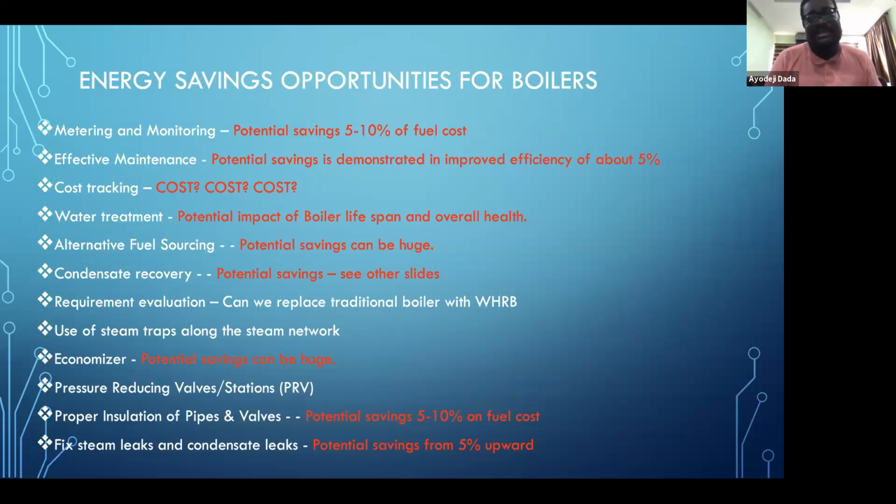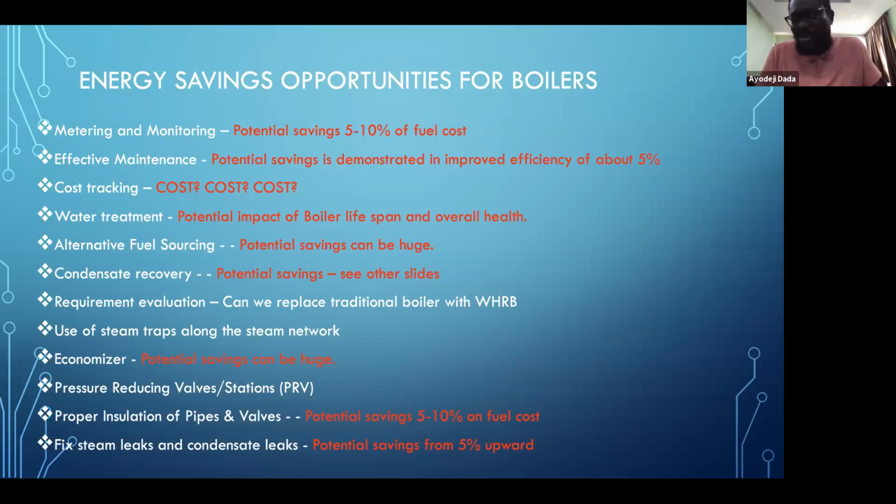Of course, the next thing is effective maintenance. The maintenance, like I said earlier, is huge. It has a lot of impact. It can improve efficiency by about 5%, and that is huge when you look at boilers, because most boilers are operating between 70 and 80%. You can actually move your efficiency upwards to about 85 and 90%, if not more.